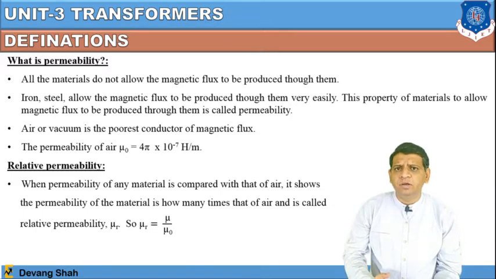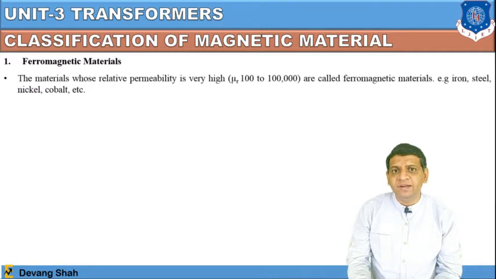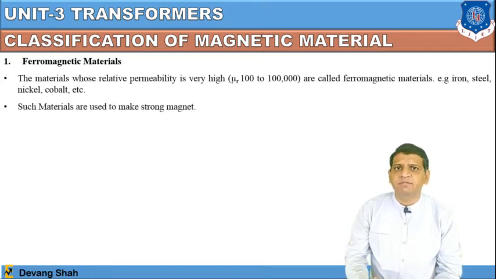Now let's further discuss the properties of magnetic materials. There are three types of magnetic material. One is the ferromagnetic material. A material whose relative permeability is very high, from 100 to 1 lakh, is called a ferromagnetic material, like iron, steel, nickel and cobalt. Those that are very sensitive and become magnets fast, we define as ferromagnetic materials.